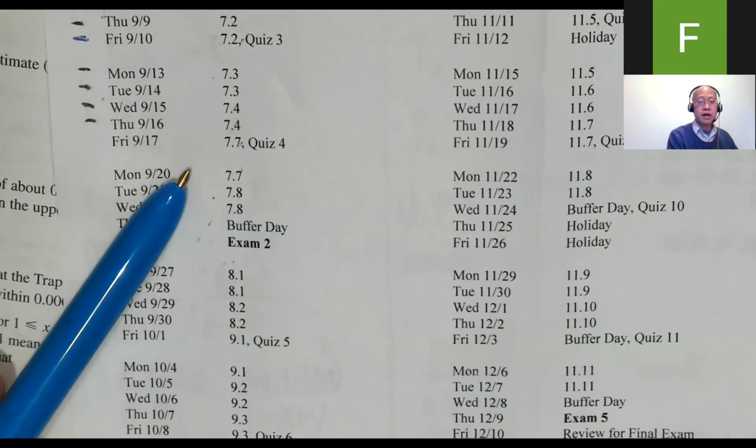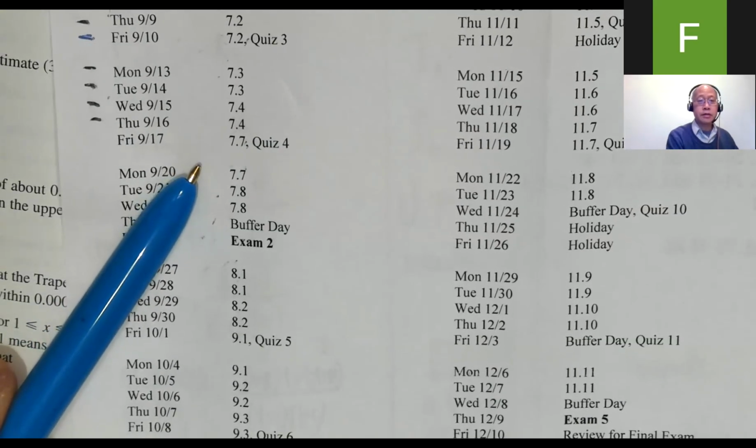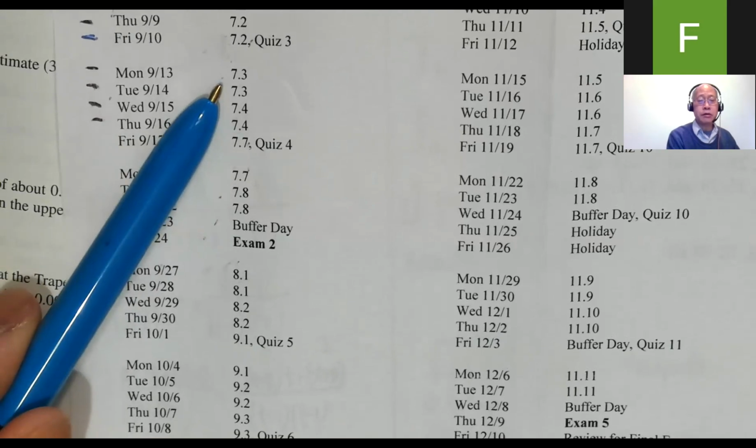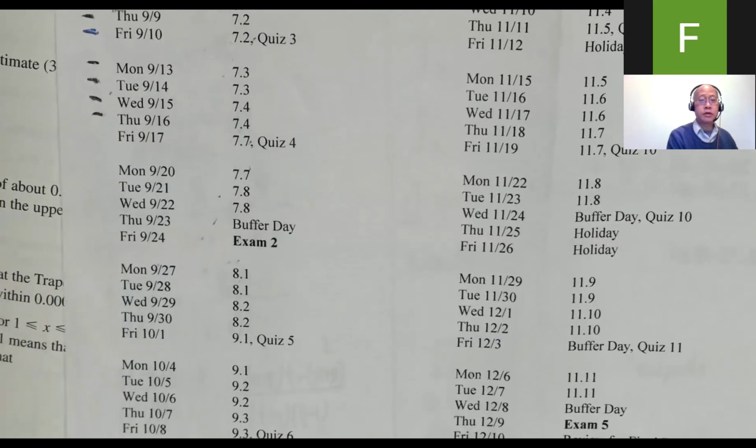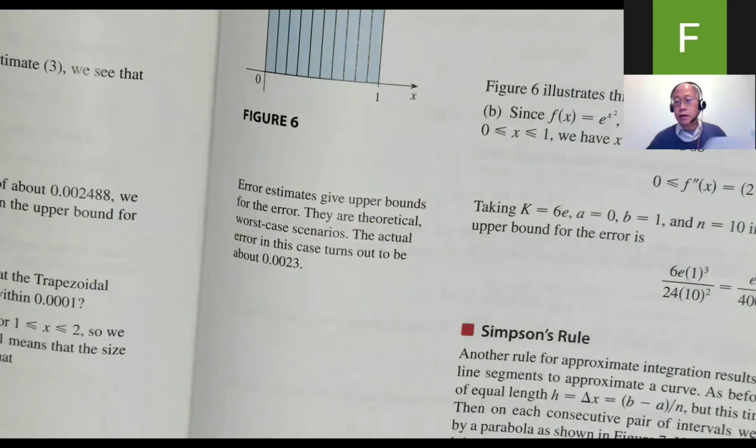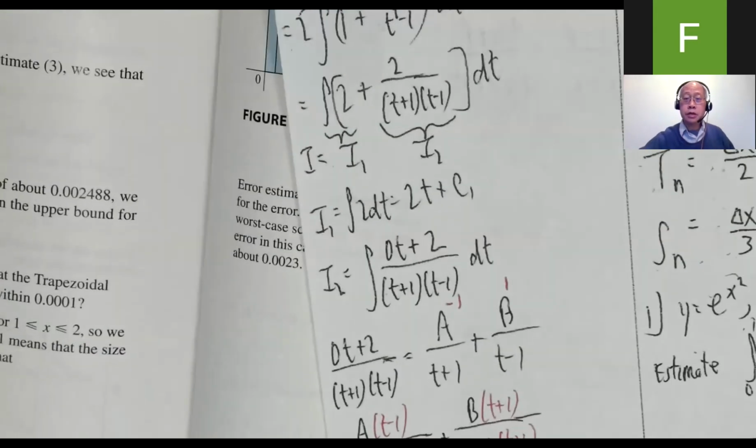But I want to leave you some time to start working on the quiz. Quiz will only be on 7.3 material. You have to pick the correct trig substitution for the quiz tomorrow. And it's due at 11:59 p.m. tomorrow evening. All right, so let me stop the share.